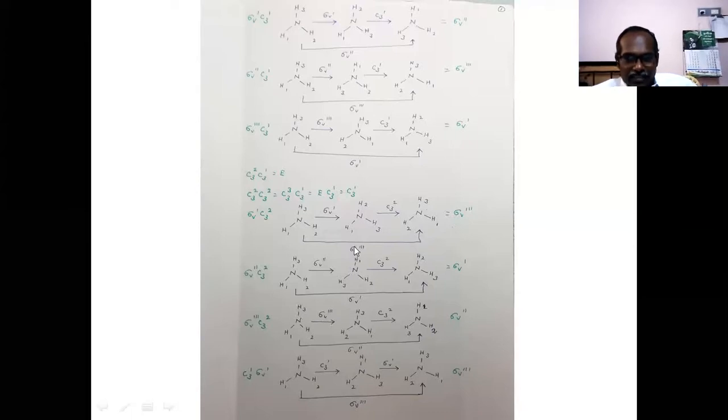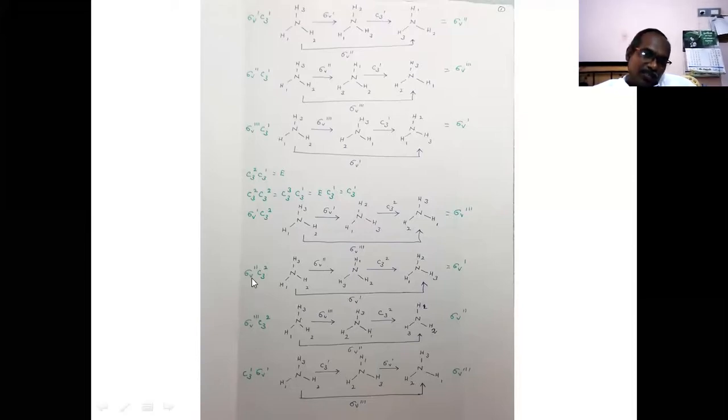Now you identify that one single operation which will result in the conversion of this configuration into this configuration. Look, compare these two configurations. Hydrogen 3 remains in its own place, whereas 1 and 2 are interchanged. Therefore, reflecting about the plane which passes through NH designated 3, you will get the configuration. Therefore, the combination of sigma V1 and C3 twice will result in the operation sigma V triple dash.